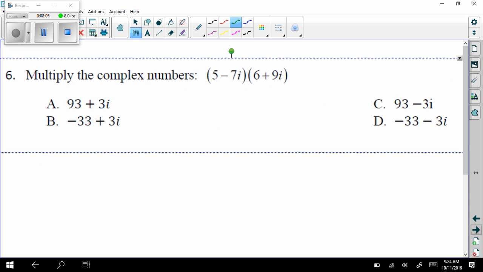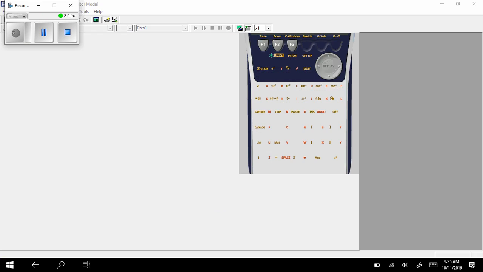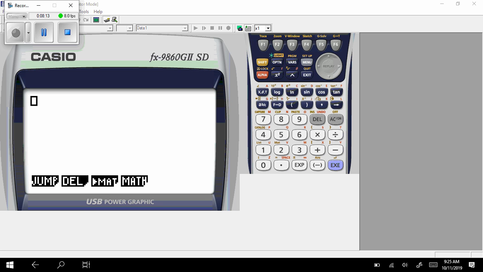Multiplying the complex numbers. If this is a calculator question, you can actually just type this into your calculator. Your calculator can completely handle these as long as you have an i button. This one does right here. Most of yours do.